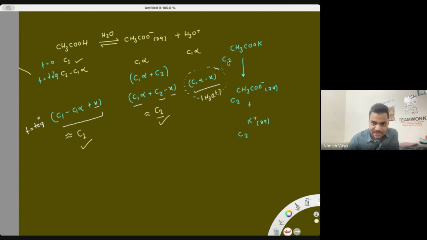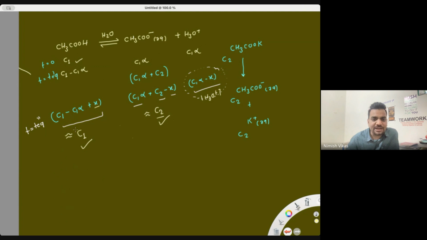We need to make sure that we are adding enough amount of it, because in the solution we do not have it enough. C1 alpha is very small. So acetate ion we added from outside. Let's say we added C2. So the concentration became C1 alpha plus C2. Then when you add the acetate ion from outside, that will make the reaction go backward. This is Le Chatelier's principle. When you add product to an equilibrium mixture, the reaction goes backward. So again, equilibrium will be re-established after the reaction goes a little bit backward.